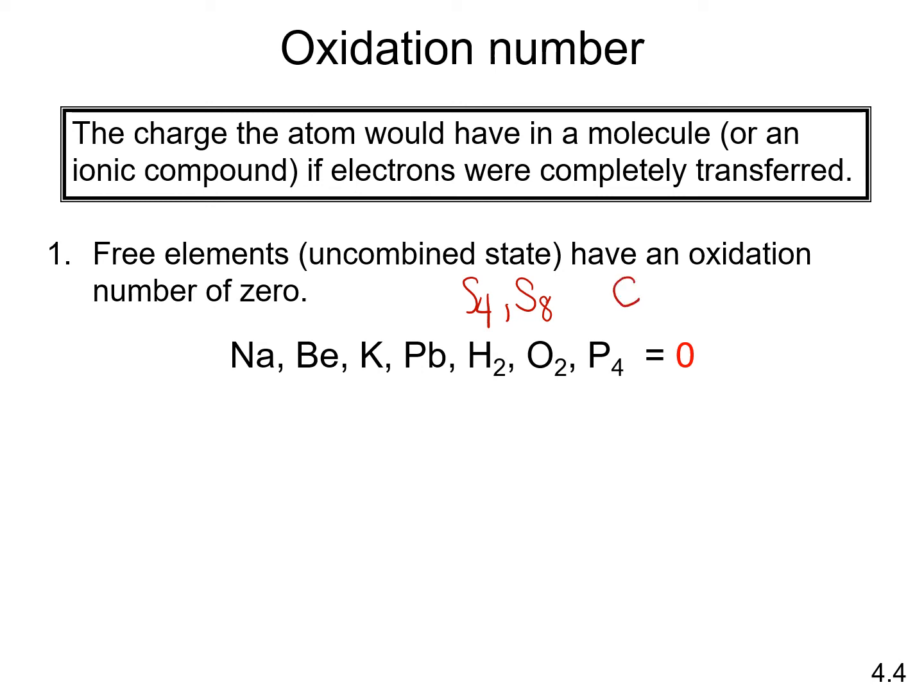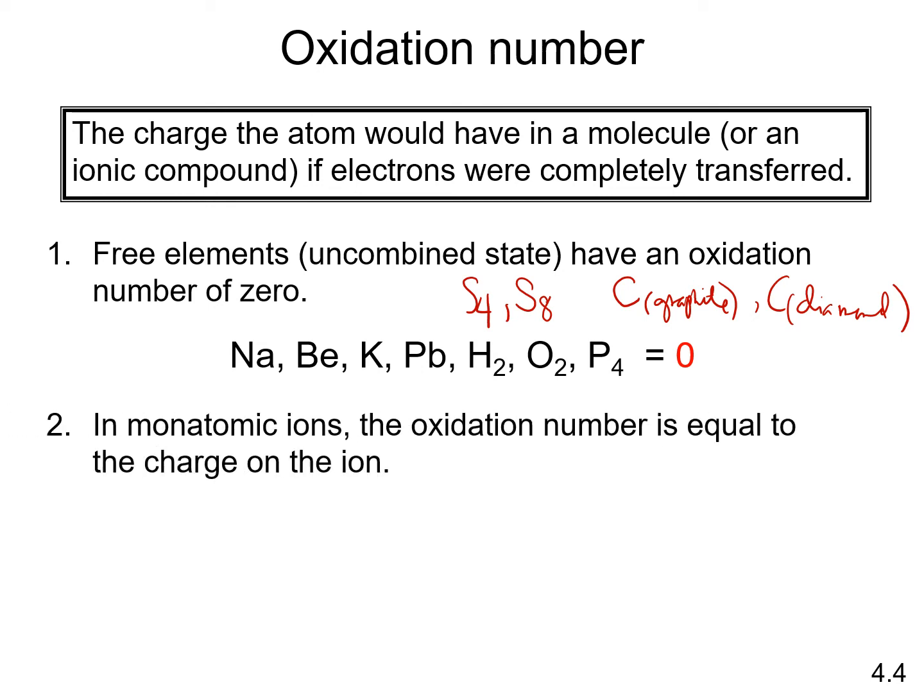Even carbon, we have different allotropes of carbon. So that's also 0. So the carbon graphite or even carbon diamond. So atoms in their elemental state or uncombined state, they are assigned with an oxidation number of 0. Okay. Rule number 2 is monoatomic ions. In monoatomic ions, the oxidation number is equal to the charge on the ion.